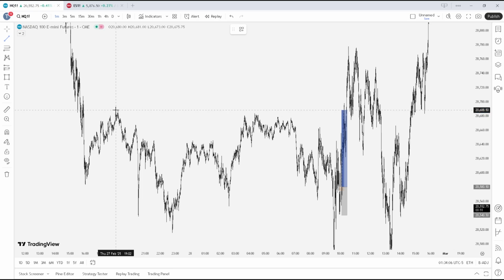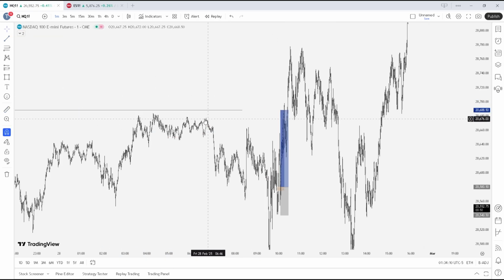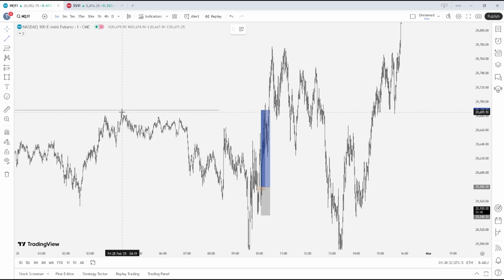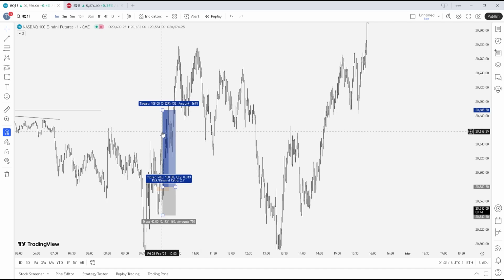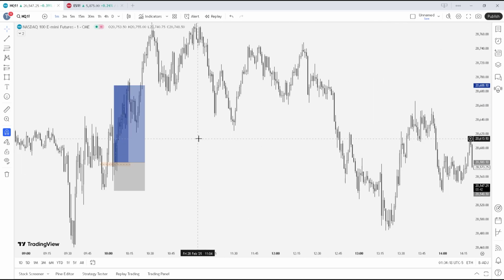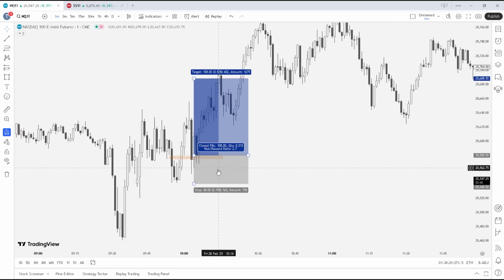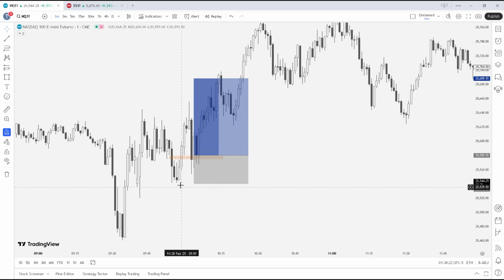So we have a high right here, then we have another high right here. So that would be relative equal highs. We also have this kind of low resistance liquidity. You can target all of that, right? And as you can see, it would have worked if you had your stop below this swing low.